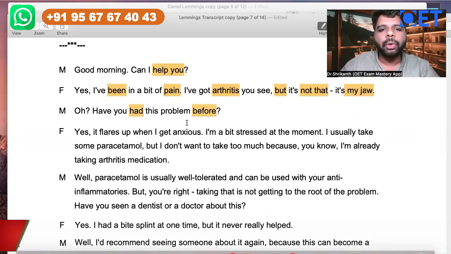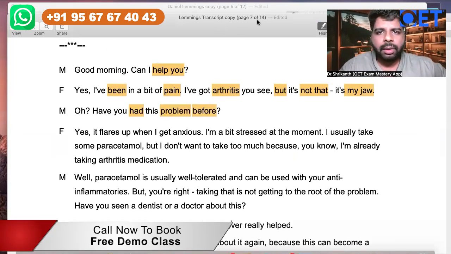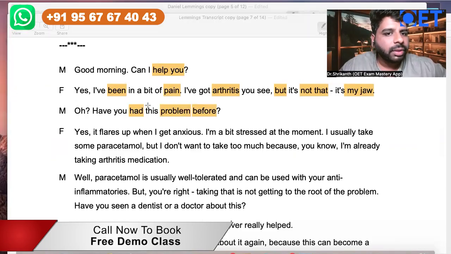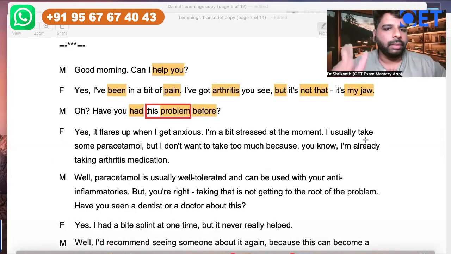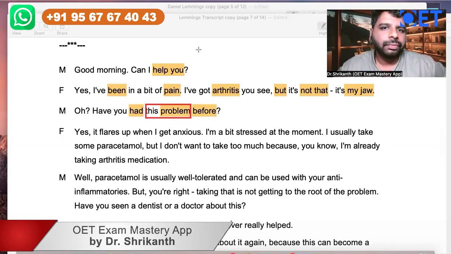Okay. And what is this problem over here? Tell me. What is this? So the pharmacist is asking about this problem. So what is this problem? Type in the chat box. This problem. What is it referring to? What is the problem referring to?